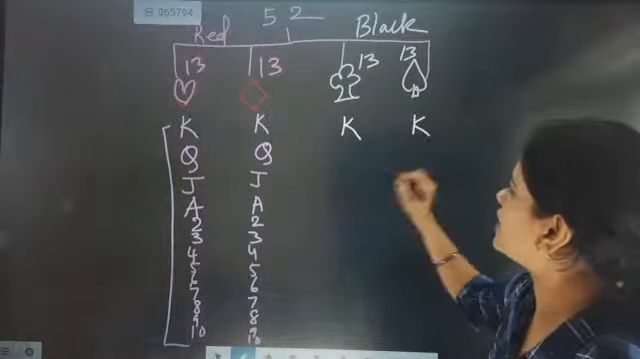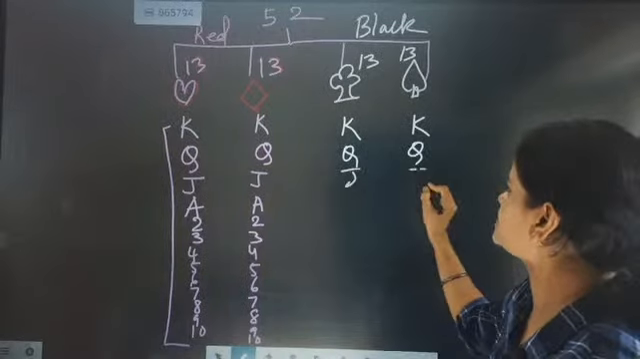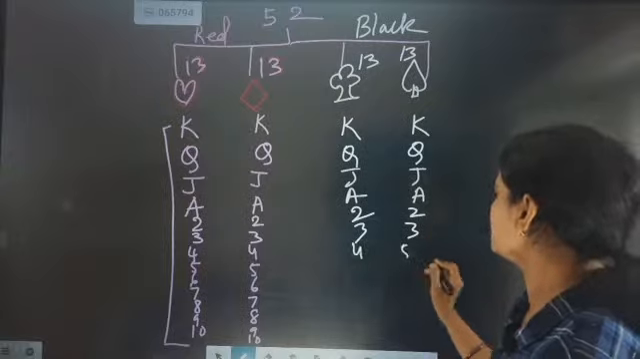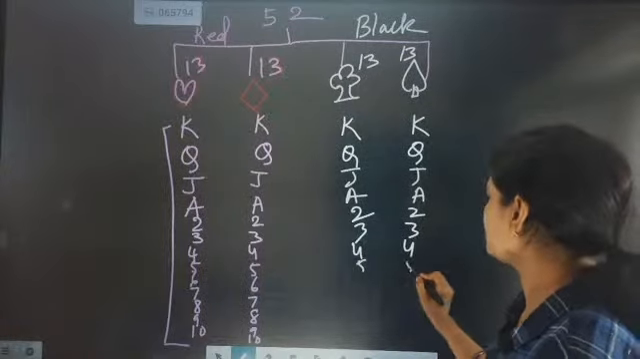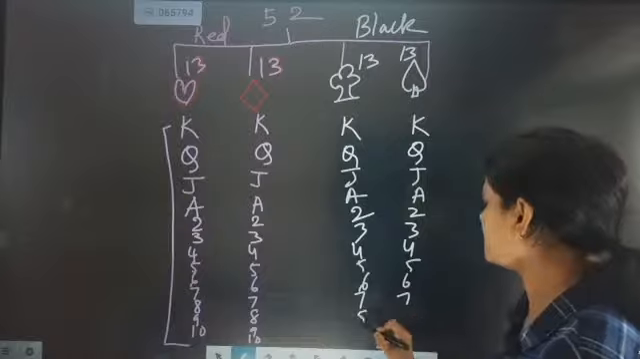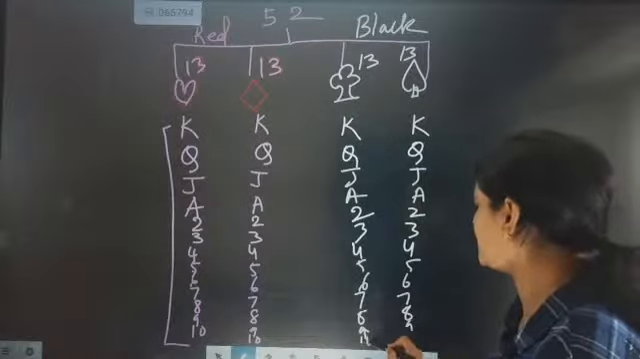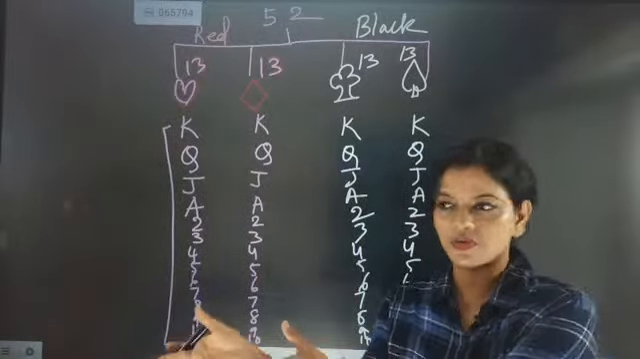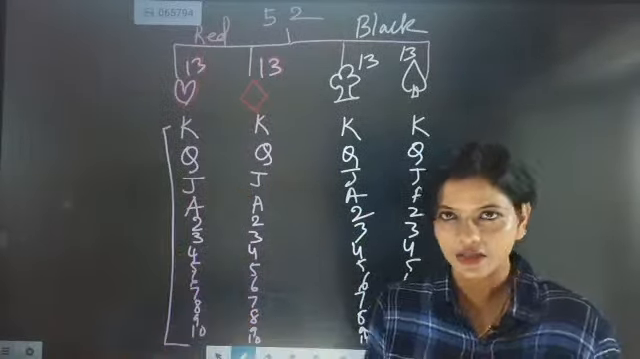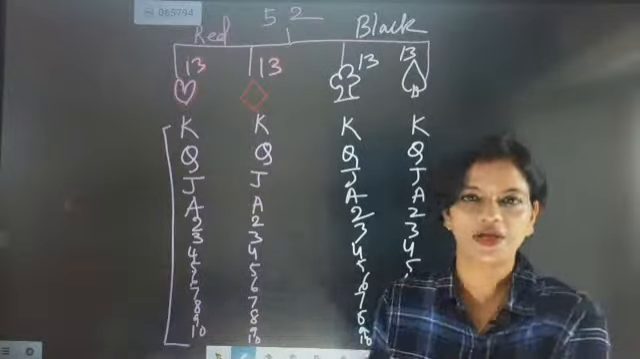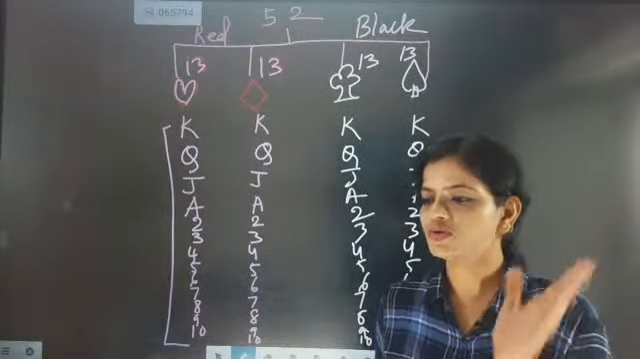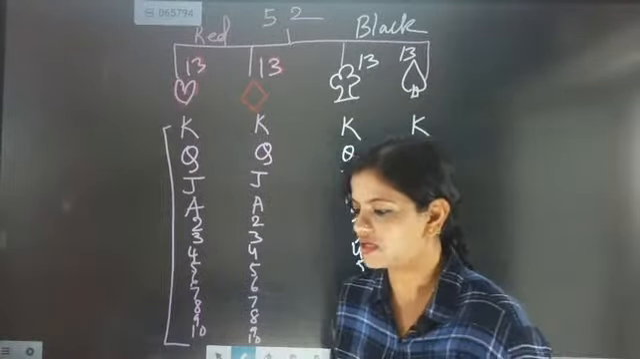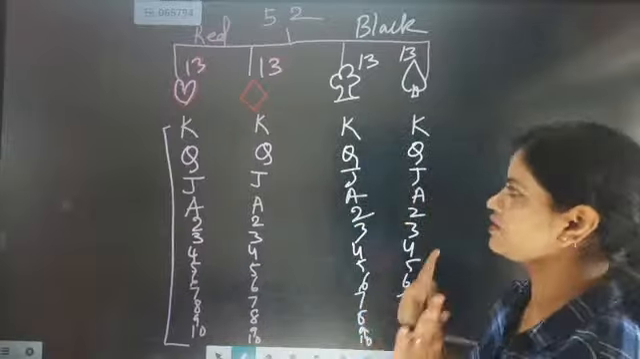Now king, queen, jack, ace, 2, 3, 4, 5, 6, 7, 8, 9, 10 in each suit. So the total 52 cards are over. That means out of 52 cards, 13 are heart, 13 diamond, 13 spade, 13 club. Total 52 cards. I know this much, and then mathematical questions come.